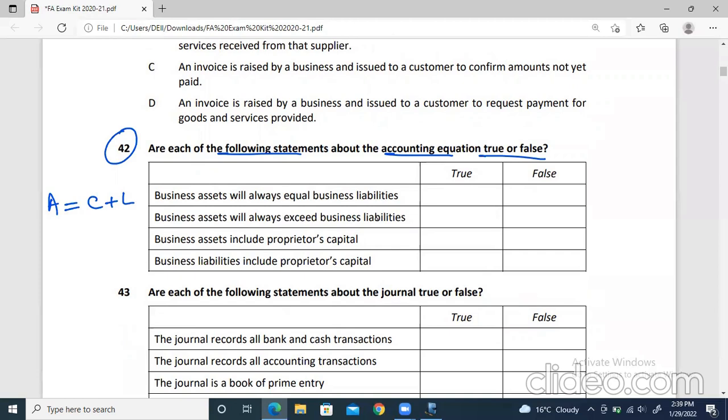Okay, now let's see if this is true or false. Business assets will always equal business liabilities. It's not correct, right? Because sometimes the business has more capital than liabilities. It never happens that liabilities are 100 and assets are also 100. All assets are not financed from liabilities, right? So that means this is false.